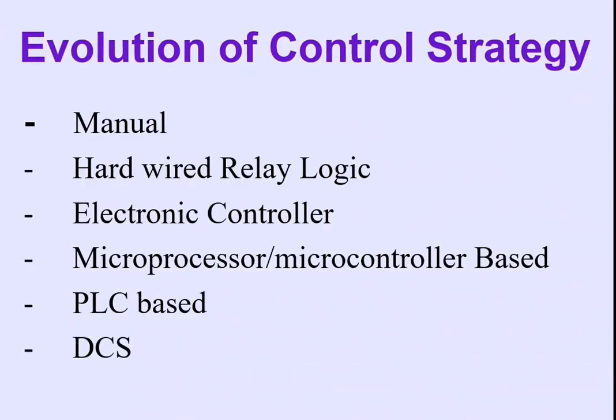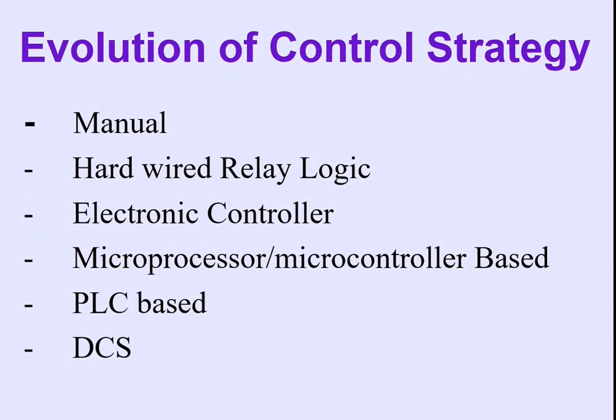How has the evolution taken place in the control strategies? Previously, it was manual, right? Later on, people started using hardwired relays. The electromagnetic relay is one of the hardwired relays, right? So people connected relays with each other and developed some logic. Those hardwired relays were later replaced by electronic controllers, some processors or controllers. 89C51 is one of the controllers, we can say. Such kinds of controllers were being used.